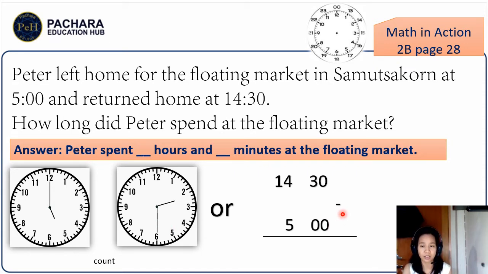Now let's check by subtracting. So returned home at 14:30, minus 5 o'clock a.m., 5 hours and 0 minutes. So 0 minus 0, 0. And then 3 minus 0 is 3. And then 4 minus 5 cannot, so you need to borrow from here. 1 will become 0, 4 will become 14. So 14 minus 5, of course, is 9. So it means 9 hours and 30 minutes. So the answer is Peter spent 9 hours and 30 minutes at the floating market.